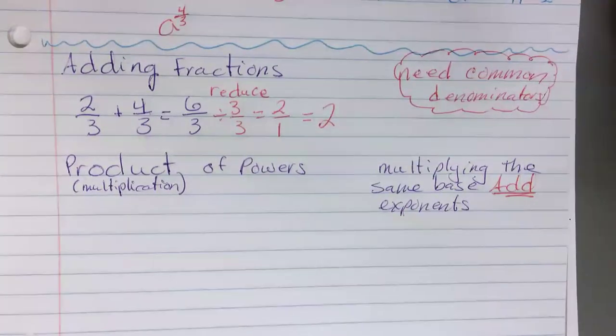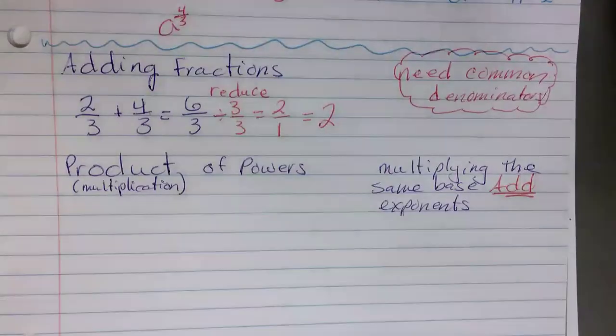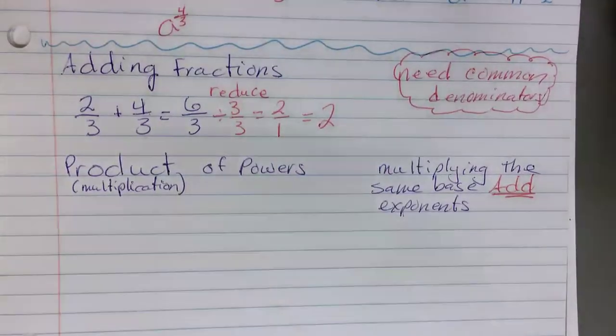And this is where it really gets Algebra 2-ish, right? Because you're multiplying your bases, but that means you add your exponents. Your brain really has to shift back and forth between adding and multiplying.